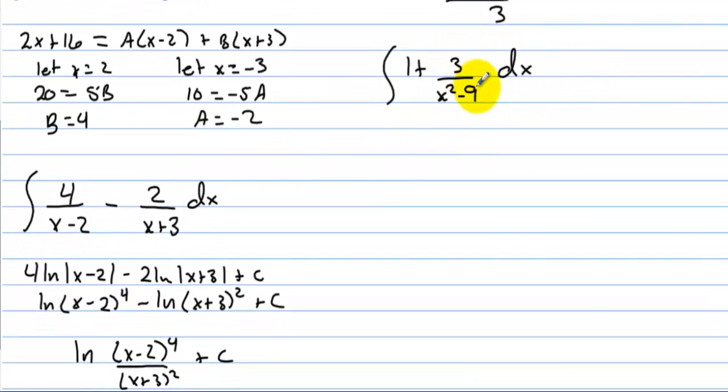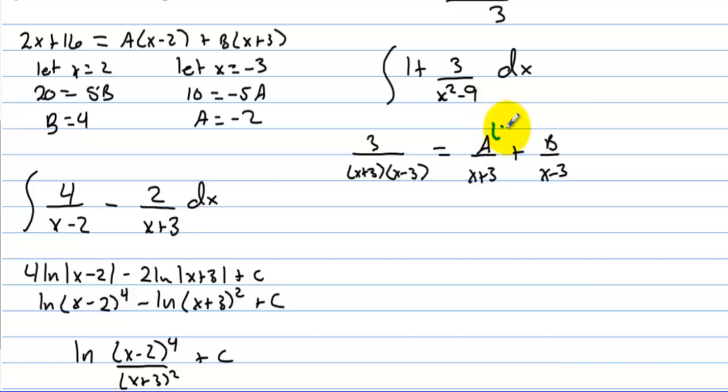We're going to change this into partial fractions, in other words, fractions with linear denominators. We have 3 over x plus 3, x minus 3. That's equal to a over x plus 3 plus b over x minus 3. Well, now we need common denominators. We're going to multiply this one on the top and bottom by x minus 3, and this one times x plus 3. Now 3 equals a times x minus 3 plus b times x plus 3.